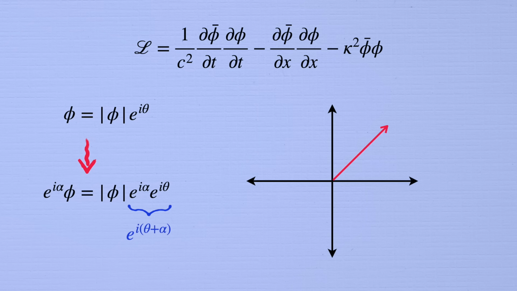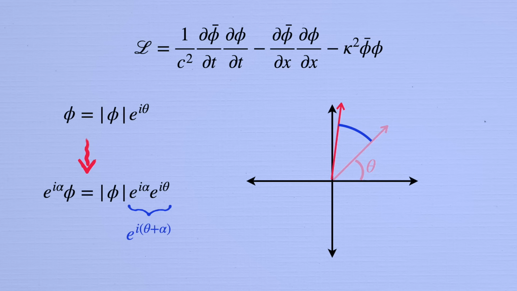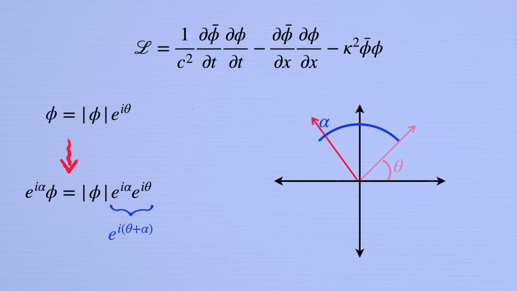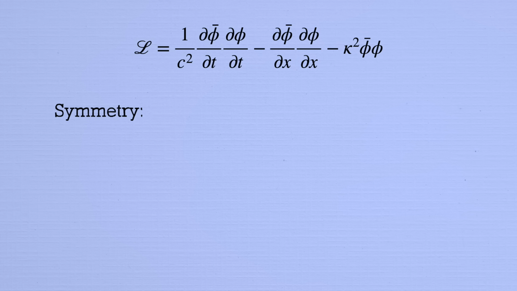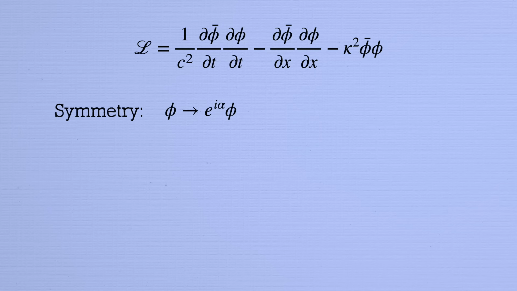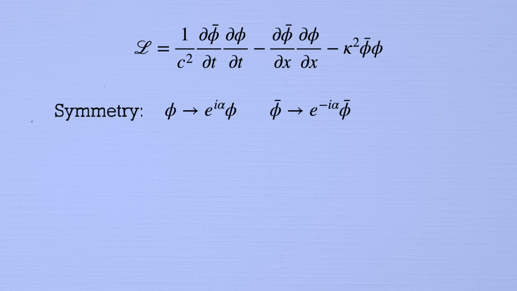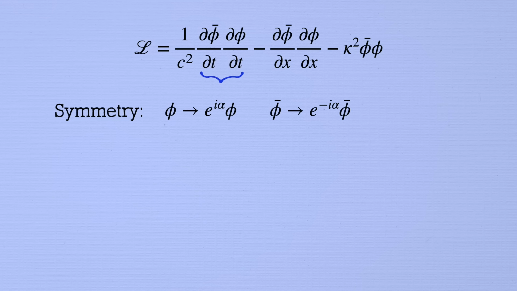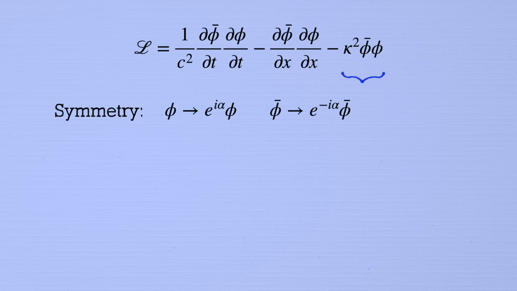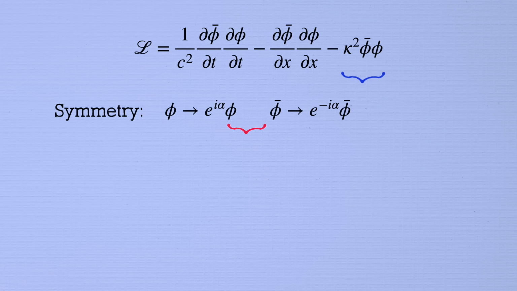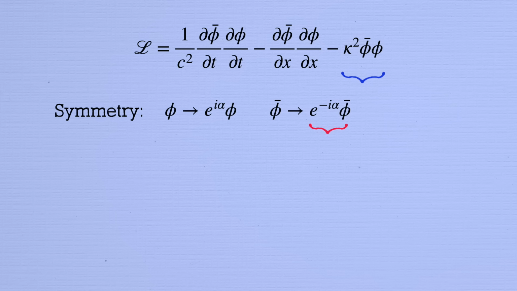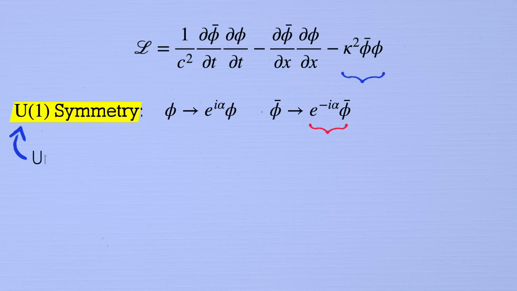The things in the exponents just add. And so after we multiply by e to the i alpha, phi gets rotated around to a new angle, theta plus alpha. But its magnitude doesn't change. The rotational symmetry of our Lagrangian is therefore simply the transformation phi goes to e to the i alpha phi, and phi bar goes to e to the minus i alpha phi bar. And in this notation, it's even easier to see why the Lagrangian is invariant. Since each term has a phi and a phi bar, when we make the transformation, one picks up a factor of e to the i alpha, and the other e to the minus i alpha. And when they're multiplied together, they cancel out. This kind of symmetry is called U1, where the U stands for unitary.